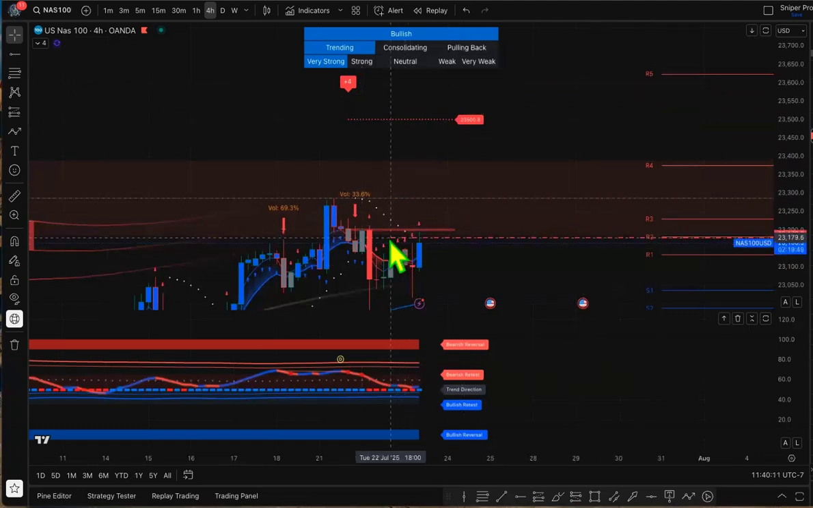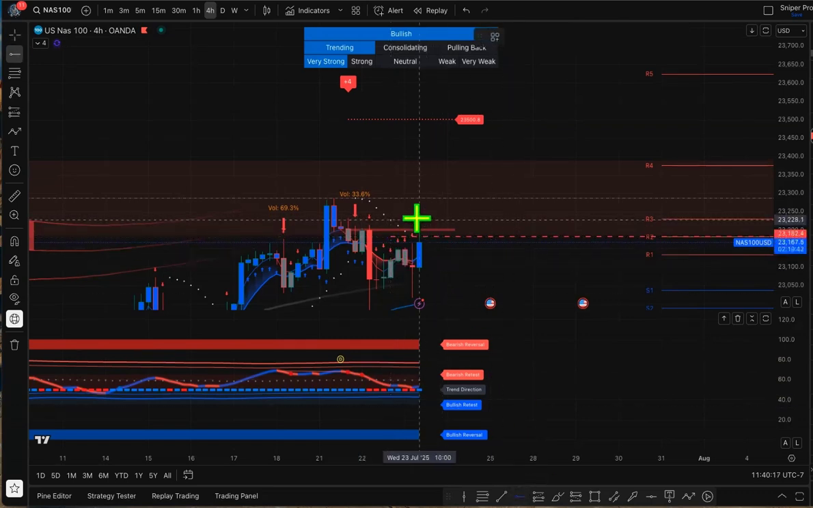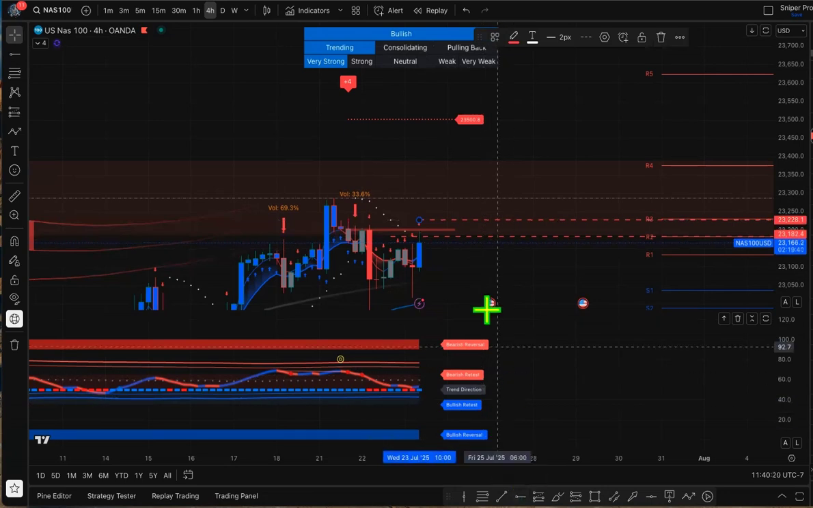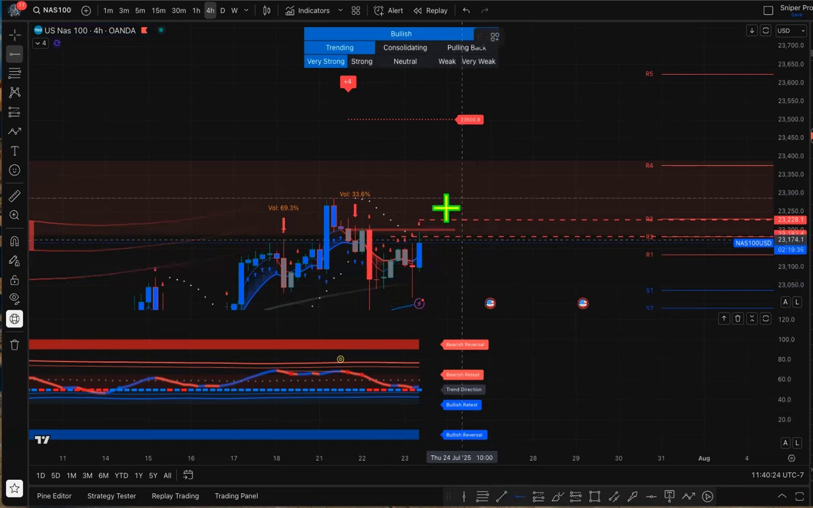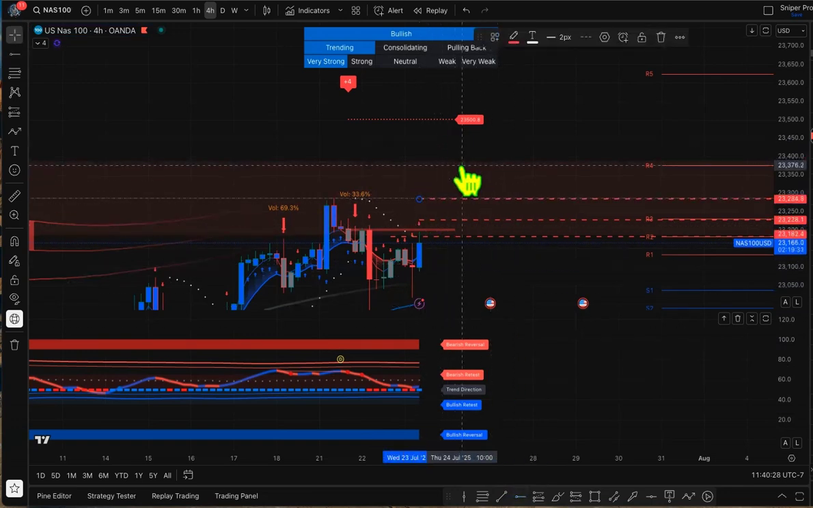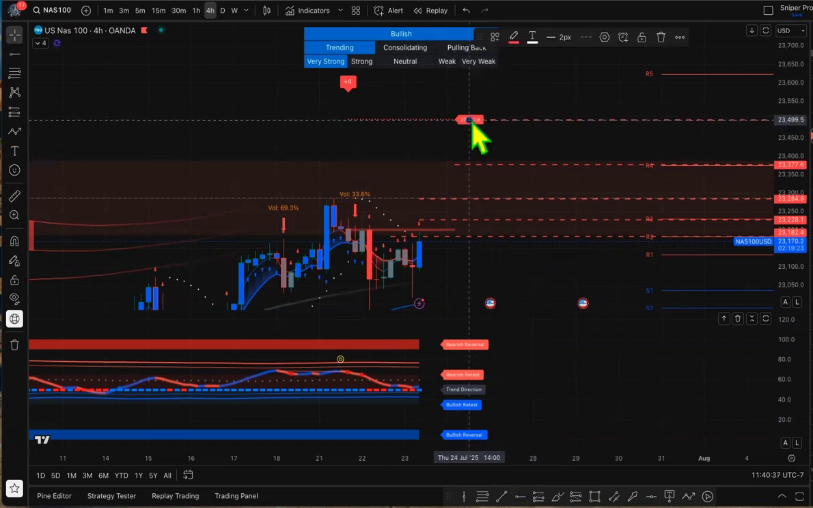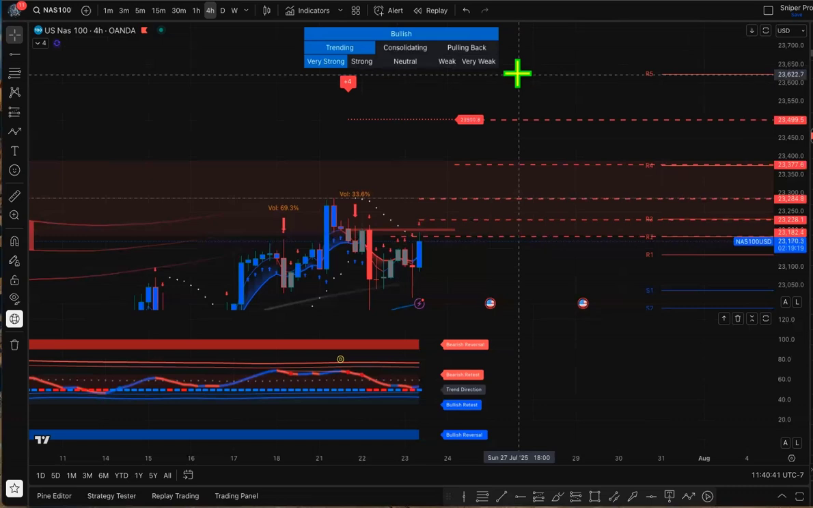So, from there, we got to see that the candles stay above that. We got to see it break this. We got to see it break this. We got to see it break this. And we got to see it get to there.